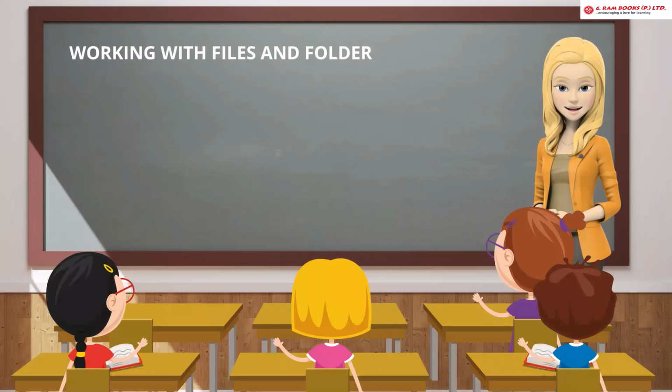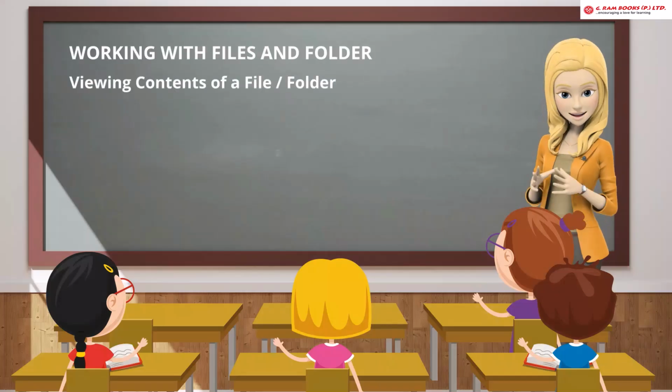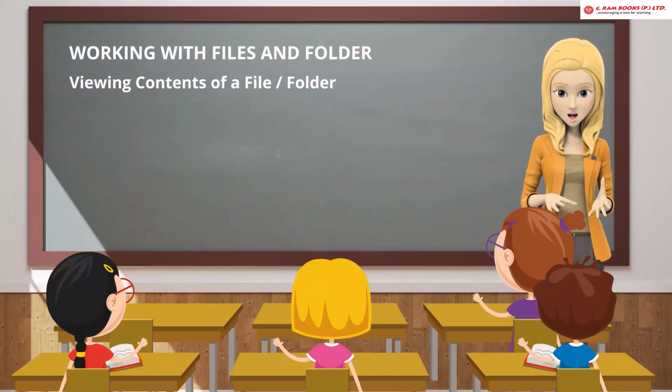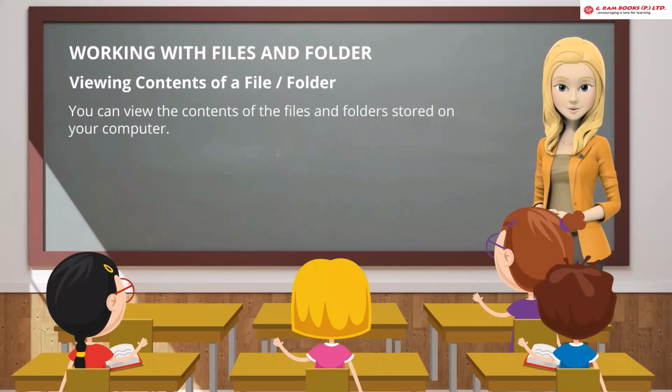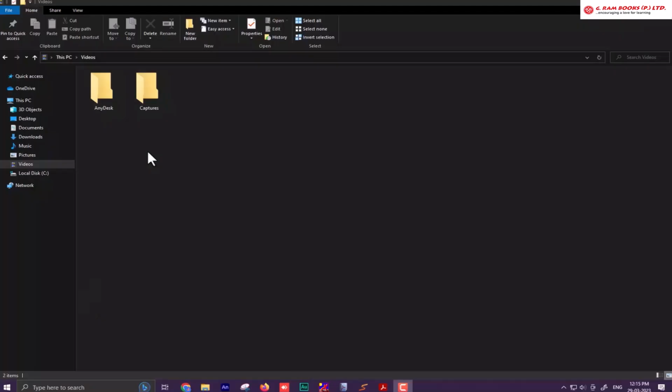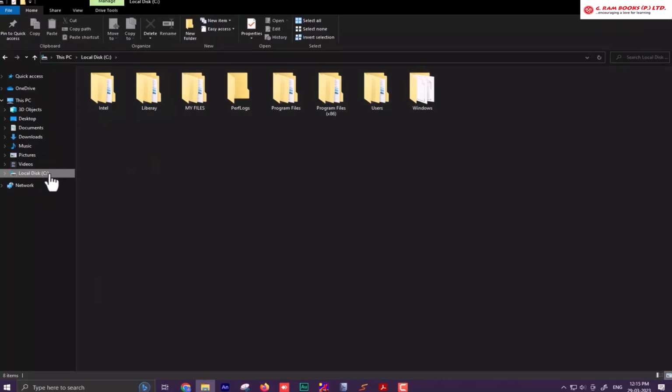Working with files and folders. Viewing contents of a file or folder. You can view the contents of the files and folders stored on your computer. To view the contents of a file or a folder, select a folder from the navigation pane. The contents of the folder are displayed in the Contents pane. Double-click a file or folder icon in the Contents pane. The file or folder opens in the associated program.